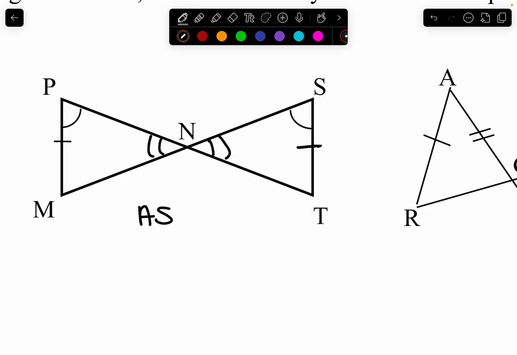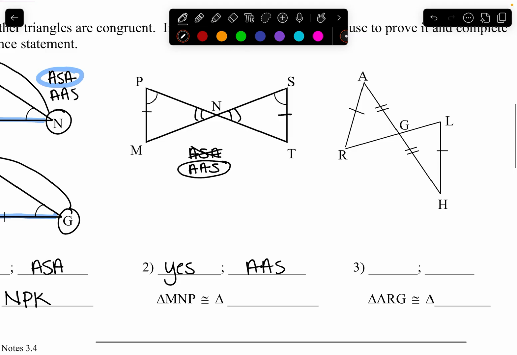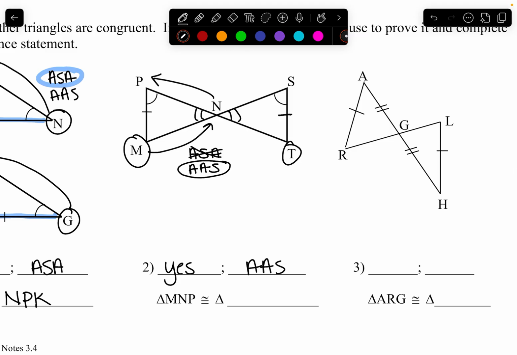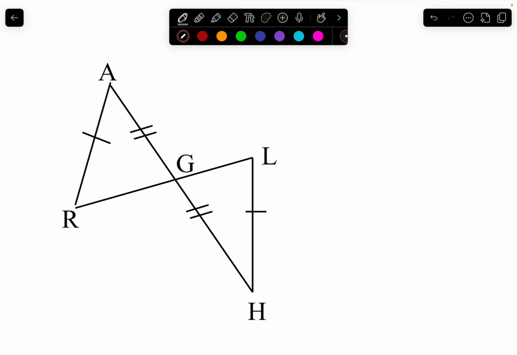So this is either going to be angle side angle, or this is going to be angle angle side. And when you look at those two triangles, the side is not here. That would be angle side angle. So instead we have angle angle side. So we would say, yes, these triangles are congruent by angle angle side. Start at M, move up to N, over to P. So I'm going to start at T, move up to N, go over to S. T, N, S.